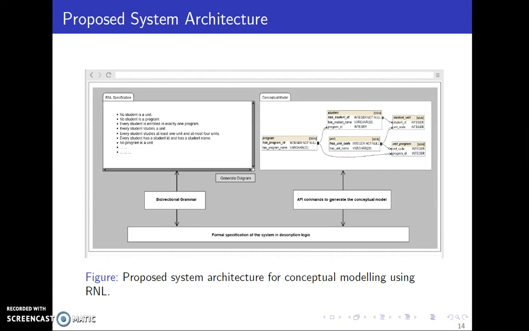And this system architecture basically works in a round-tripping fashion. That means if you write the specification, you'll be able to generate the diagram. If you draw the diagram, you'll be able to generate the specification. So in this paper, we just represent the one way, and currently we are working on the reverse way.